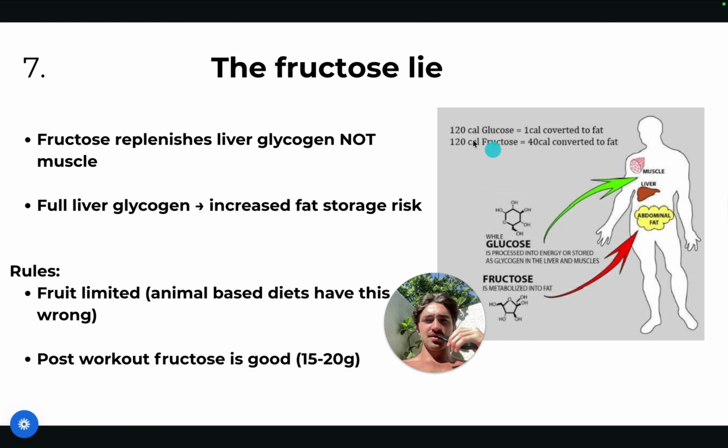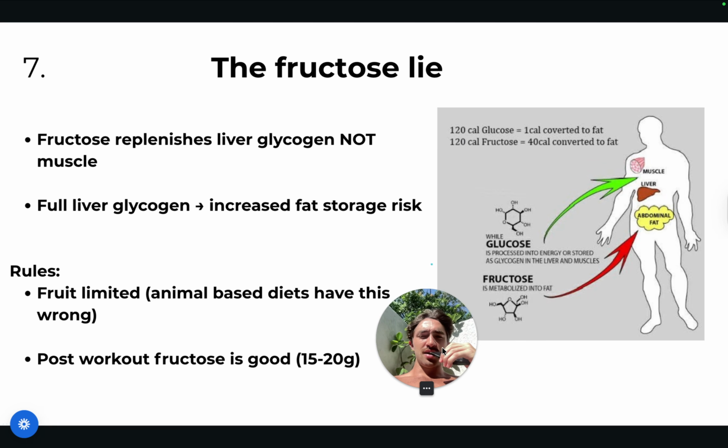Next thing, this is the last slide. The glucose, or the fructose lie. This is what I was talking about earlier. Fructose replenishes liver glycogen only and not muscle. So basically what this means for your training is when you eat fructose, like fruits and honey, they do have some glucose, so I'm not going to say they're bad, but they're not going to feed or replenish muscle glycogen, which is what you're using for your training in the gym.